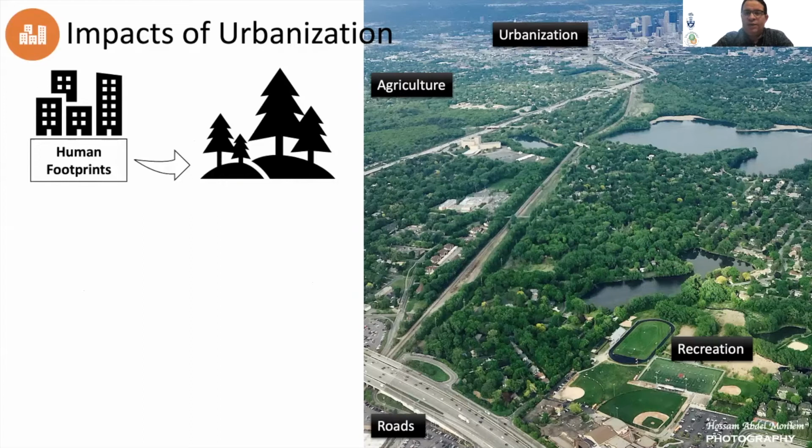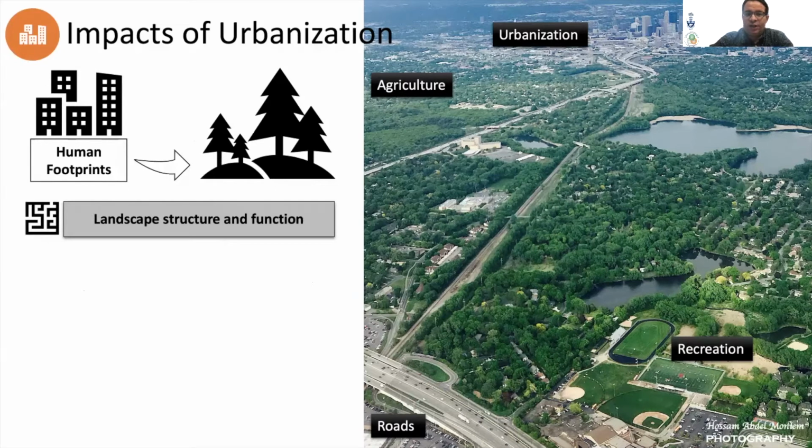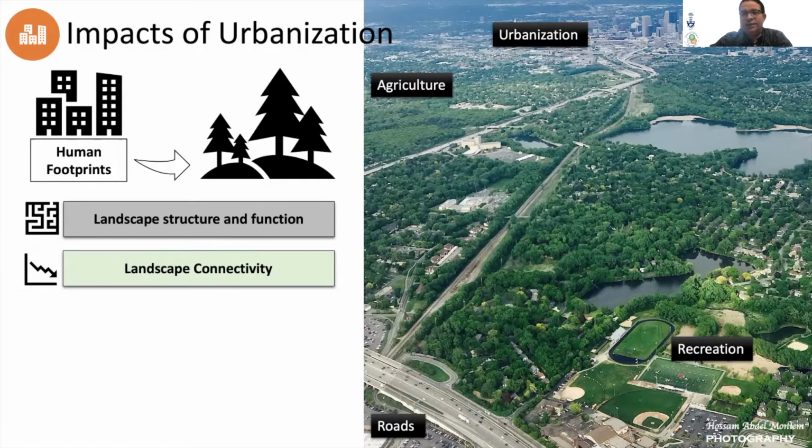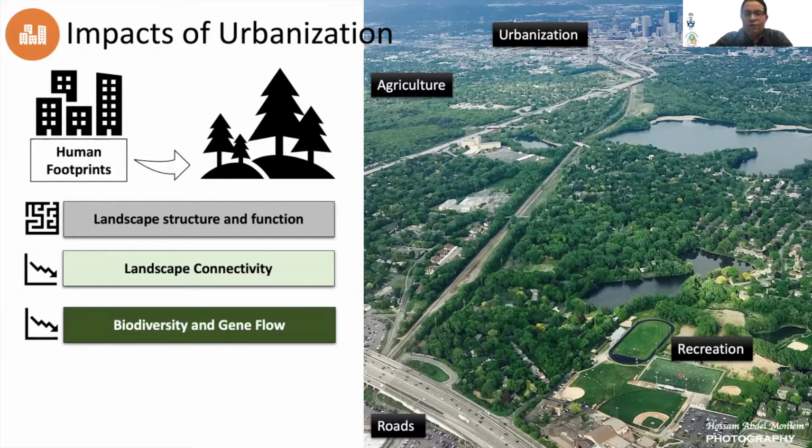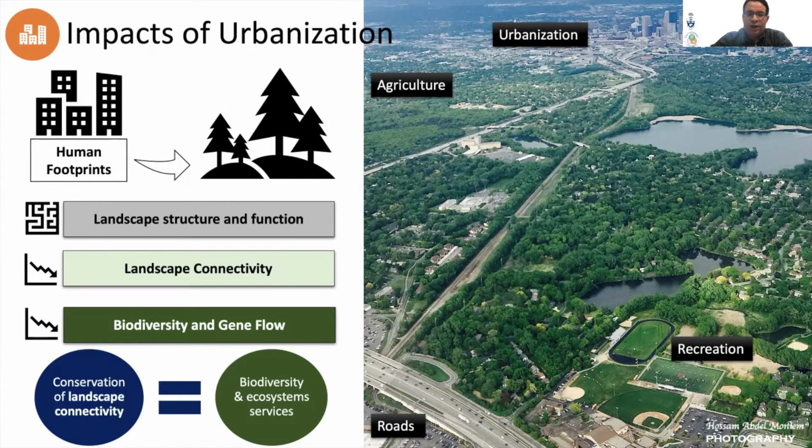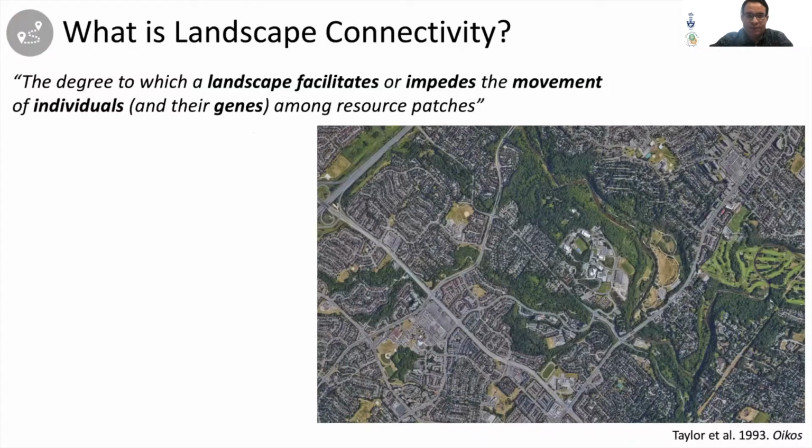So to get started, the picture that you see in front of you is a typical landscape that is impacted by urbanization. Due to habitat loss and fragmentation occurring due to human footprints, we can see an alteration in the landscape structure and function, which can lead to a decline in landscape connectivity and therefore declines in biodiversity and gene flow. It's very important to maintain biodiversity to promote ecosystem services, as this in turn can help the quality of life for human beings.